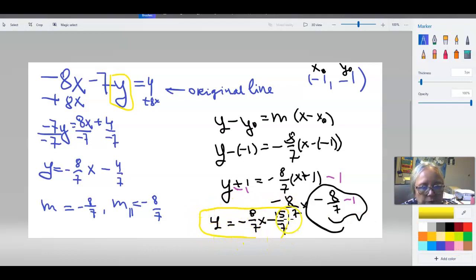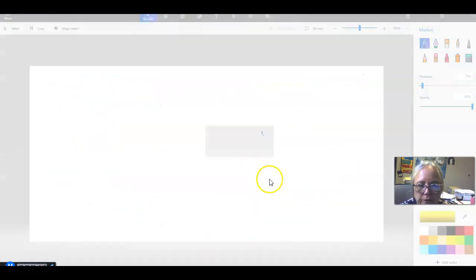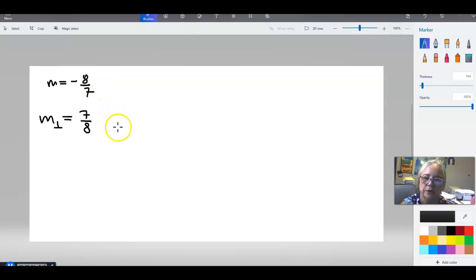And then we go ahead and find the equation of a perpendicular line. So we're going to open a new page, and perpendicular line. The slope of the original was -8/7. The slope of the perpendicular will be 7/8. Therefore, when you multiply -8/7 and 7/8, you get -1.